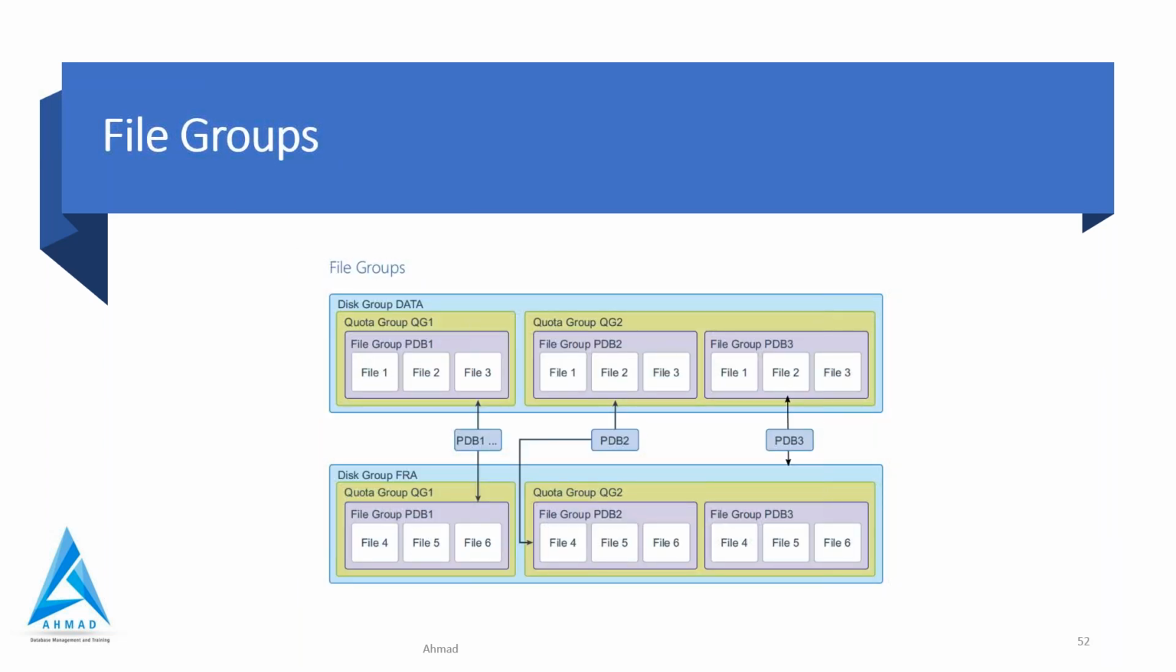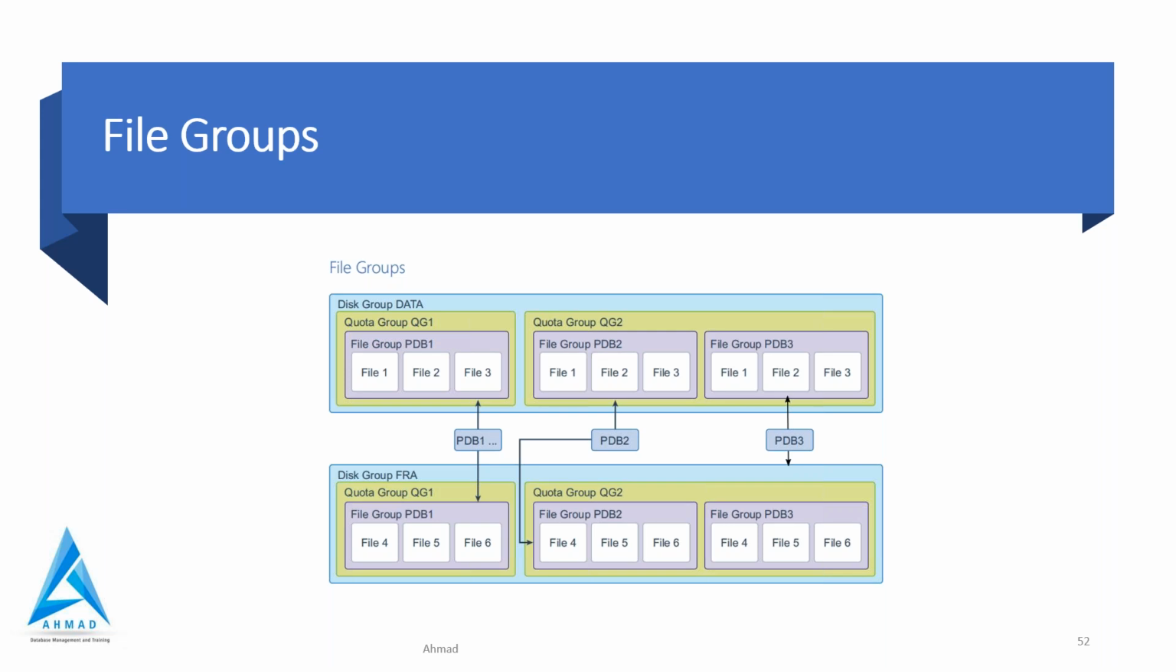Now file groups. If you see that file group, basically code, this group contains at least one file group, the default file group. This group can contain multiple file groups. This group must have flex or extended redundancy. This group can store files belonging to multiple databases, with each database having a separate file.